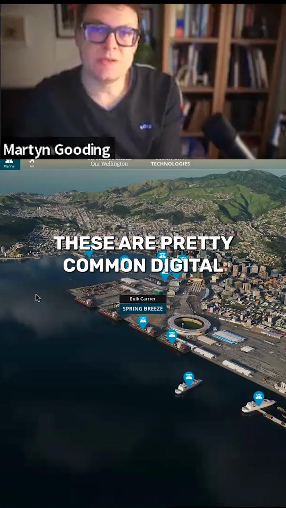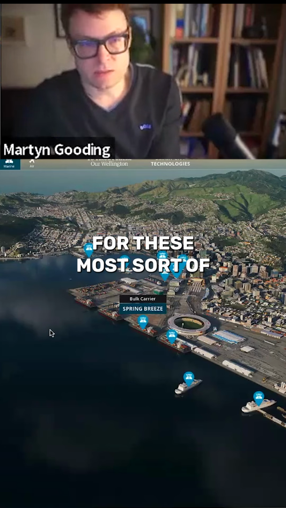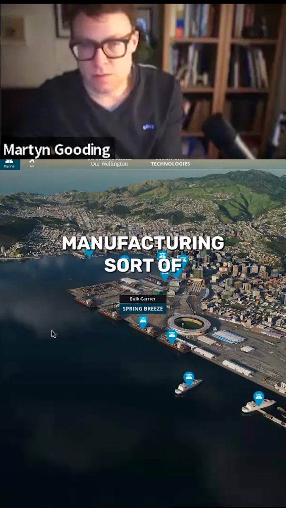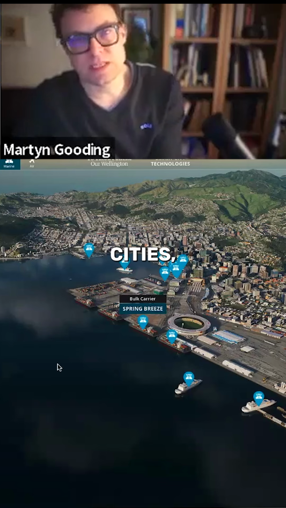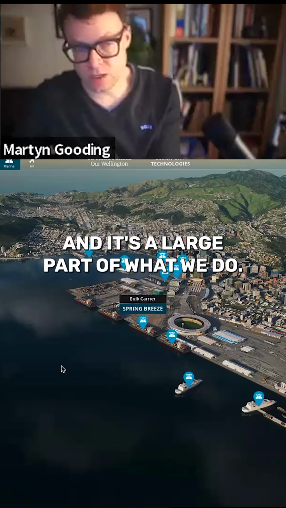So these are pretty common digital twin ideas, very popular. Lots of people are asking for these. Most manufacturing cities, energy companies, as I'll come on to later, do this kind of thing. And it's a large part of what we do.